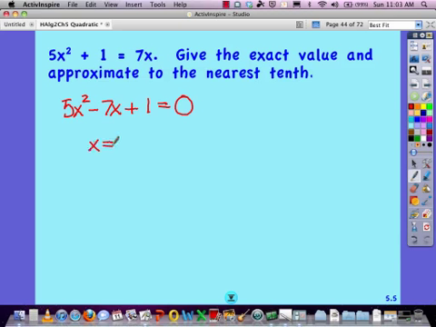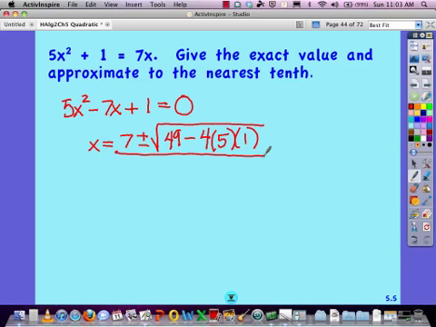So x equals the opposite of b, that would be a 7, plus or minus the square root of b squared, which is 49, minus 4 times a, which is 5, times c, which is 1, all over 2a. 2 times a this time is 10. So again, if we're going to do this without a calculator, you're doing the multiplication inside first because we already squared the 7. 4 times 5 times 1 is 20. 49 take away 20 is 29. So we got 7 plus or minus the square root of 29 all over 10.